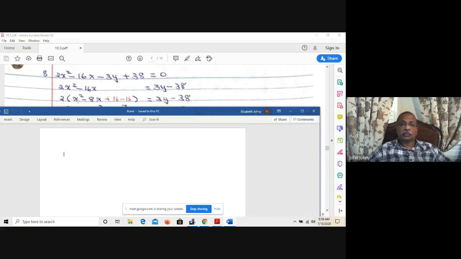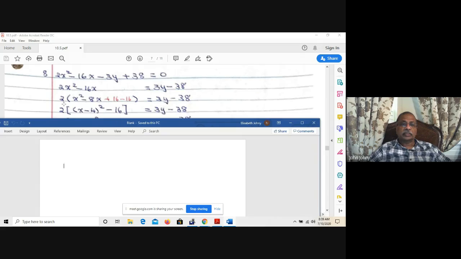Now we are going to complete the square. In order to complete the square, you have to add a number, and that number is the square of 1/2 of the coefficient of x. The coefficient of x is negative 8. Its 1/2 is negative 4. When you square negative 4, you get 16. So you add and subtract 16 there.